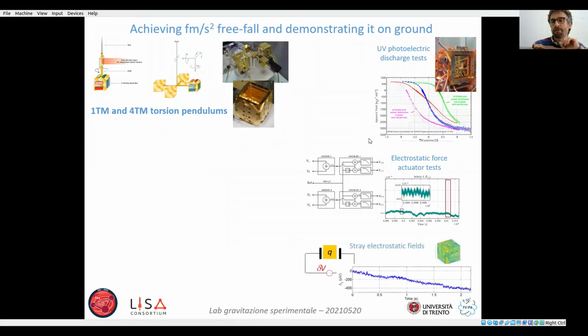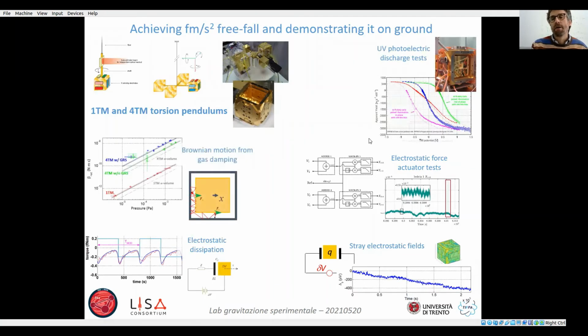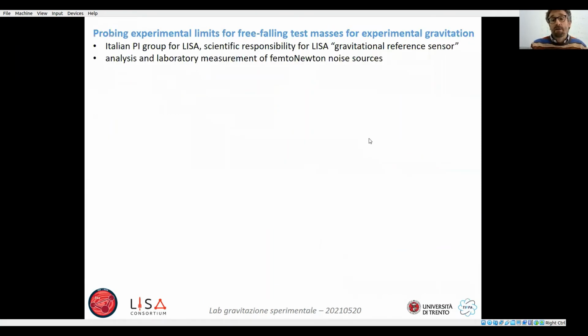We've detected stray electrostatic fields inside the nominally equipotential Faraday conducting shields. We've detected electrostatic dissipation in nominal vacuum gap capacitors, and we've also detected Brownian motion from molecular impacts. So as far as summing up, our main research for LISA is that of probing the experimental limits for free-falling test masses in experimental gravitation, so gravitational waves, but also other fundamental tests of gravity in space.